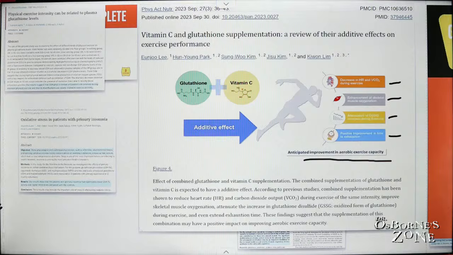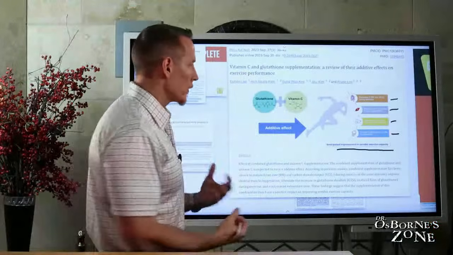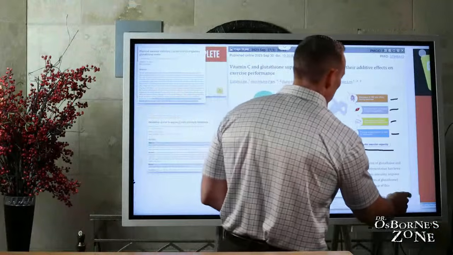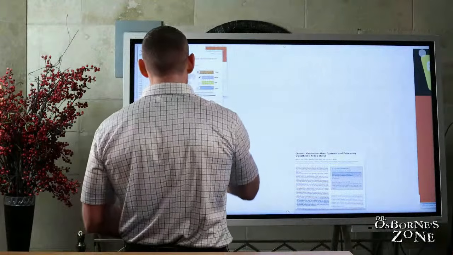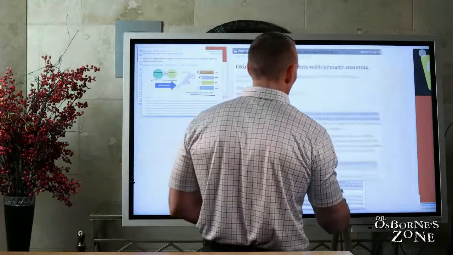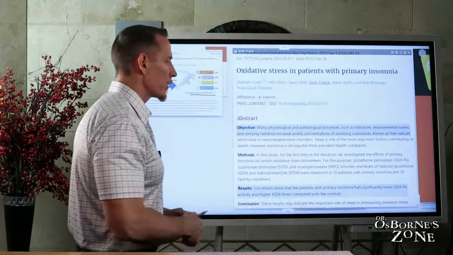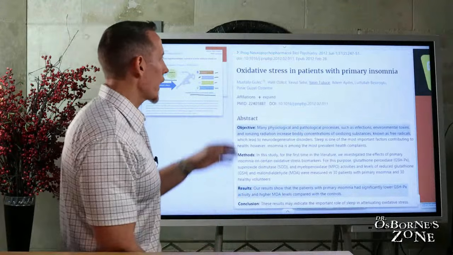So again, glutathione can be depleted by intense exercise, but glutathione and vitamin C supplementation can also potentially enhance and improve exercise performance. So it's something to keep in mind, those of you who are doing high intensity exercise and you're really tired and you're not repairing and you're not healing, not recovering very well, you might want to consider having your glutathione levels checked.